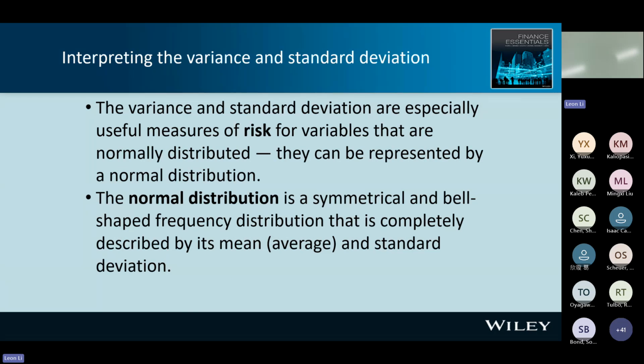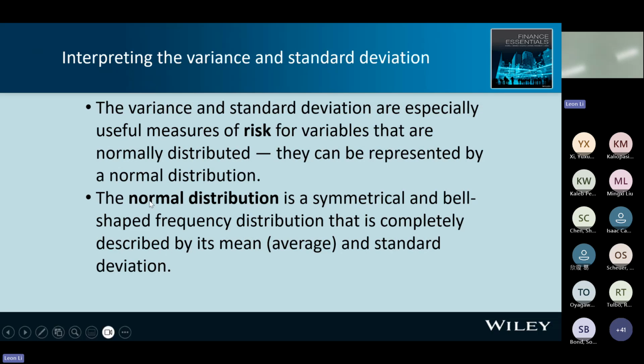Interpreting the variance and the standard deviation. So variance and the standard deviation are used as a measure of risk for variables that are normally distributed. They can be represented by a normal distribution. So now we are going to show you a normal distribution. I believe, students, you learned the normal distribution in your statistics courses. However, we would like to explain the normal distribution in a finance way.